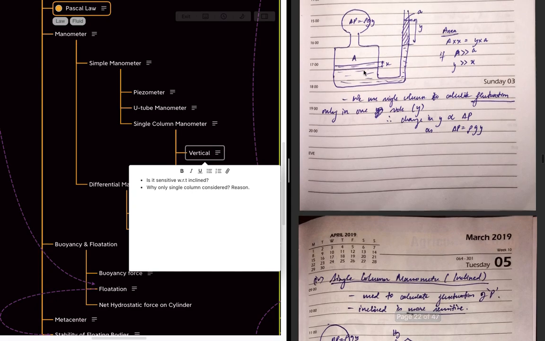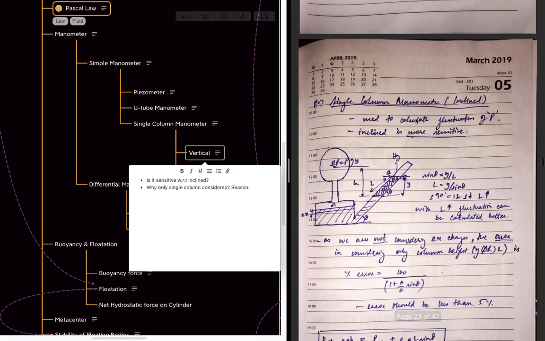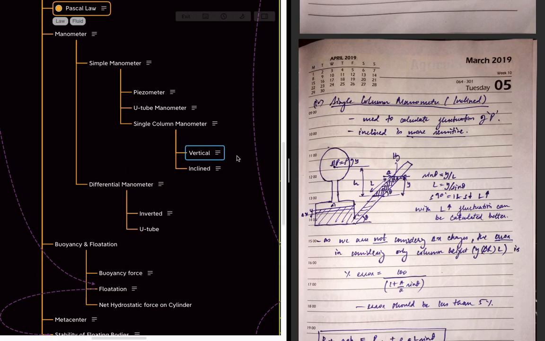So for very frequent change in pressure, because this is a large area, we won't be able to calculate the change here, but as this is a thin tube, the depth level can be measured. So from this we will know the pressure at this point. While we use another way, the single column manometer for the inclined case. This is basically used to calculate the fluctuation of the pressure, and the inclined is basically more sensitive. We will see why it is more sensitive.